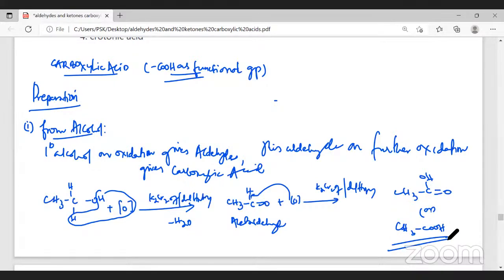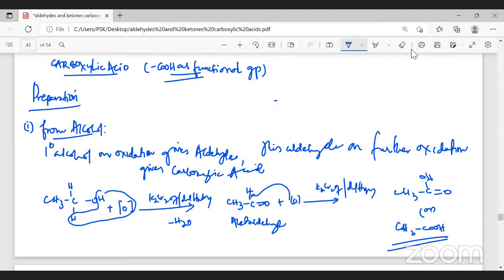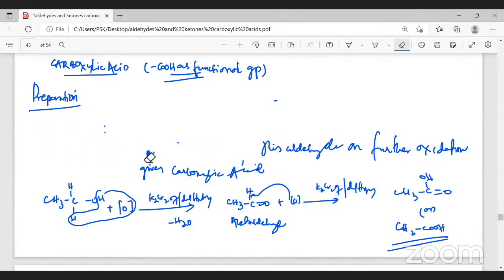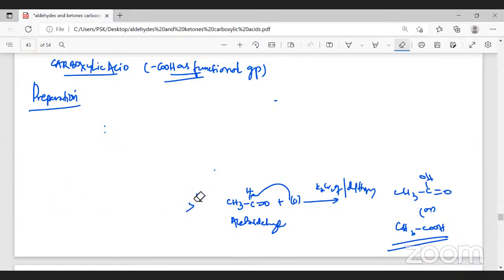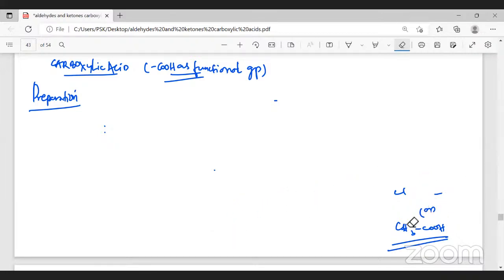Primary alcohols on oxidation give aldehydes. These aldehydes on further oxidation give a carboxylic acid. This is one of the methods of preparing a carboxylic acid. Now the second method of preparation is this.